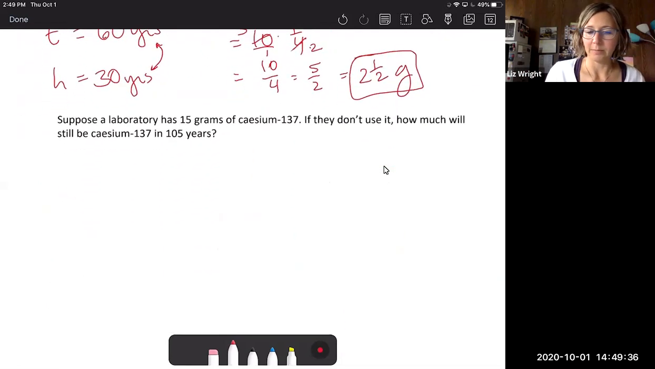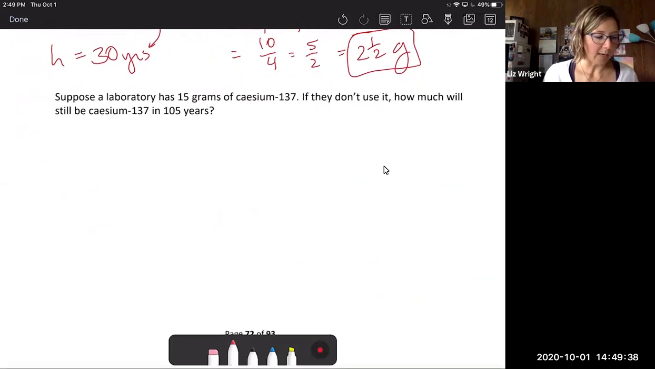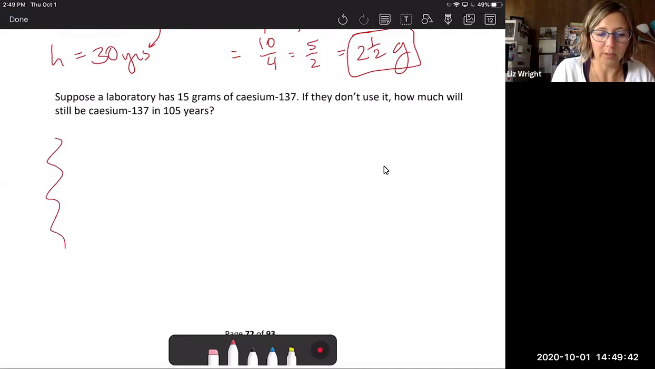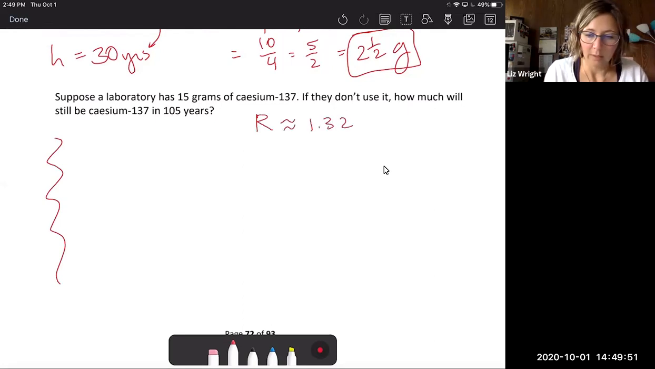All right. So now what I would like for you to do is try this one on your own. When you're plugging it in, you should be getting R is approximately 1.3258 grams left. So try that one on your own, set it up, and see how you do.